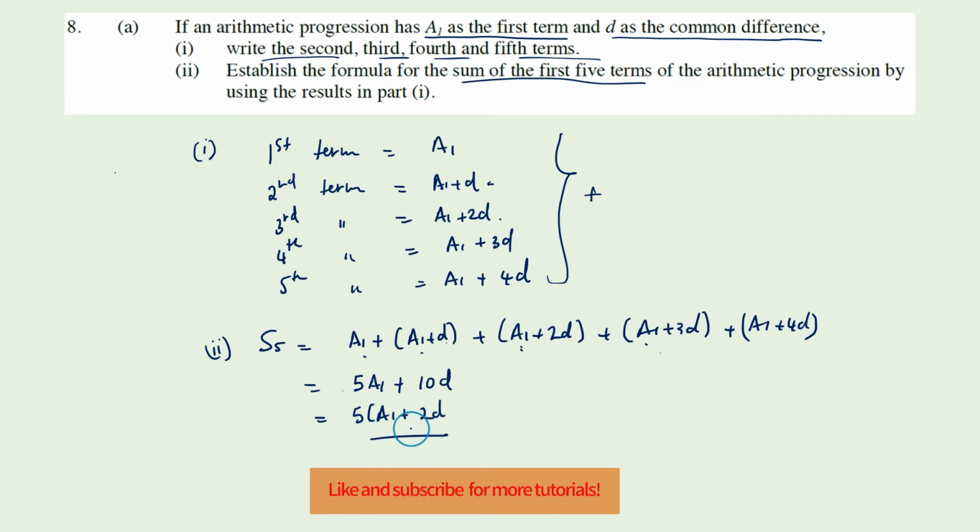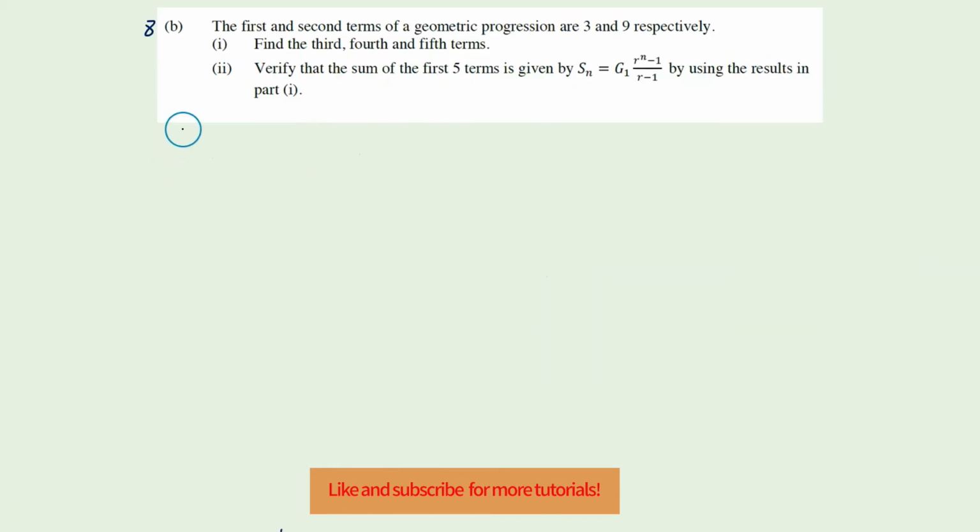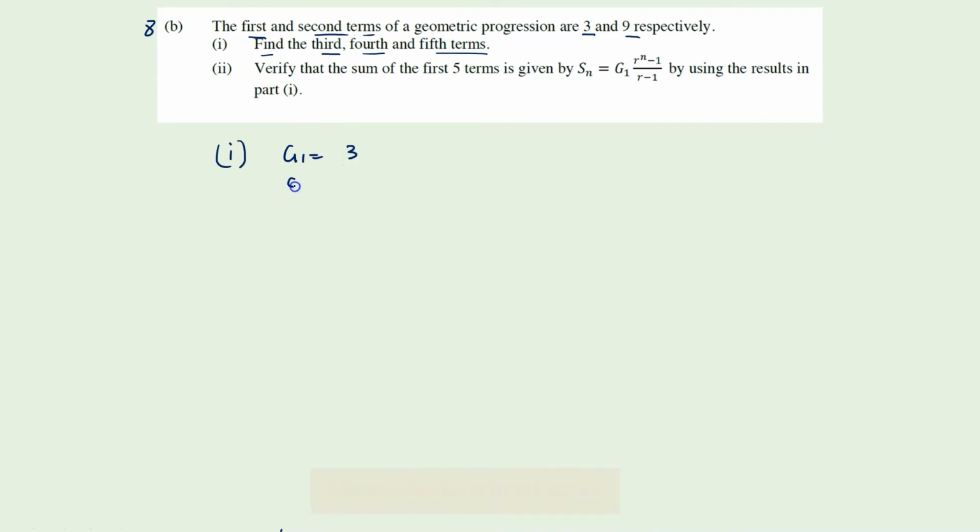So that is 8a(ii). Now for 8b, we're told the first and second terms of a geometric progression are 3 and 9 respectively. We're told for 8b(i) to find the third, fourth, and fifth terms. Okay, so let's start here. For 8b(i), we're told g1 is equal to 3 and g2 is equal to 9.